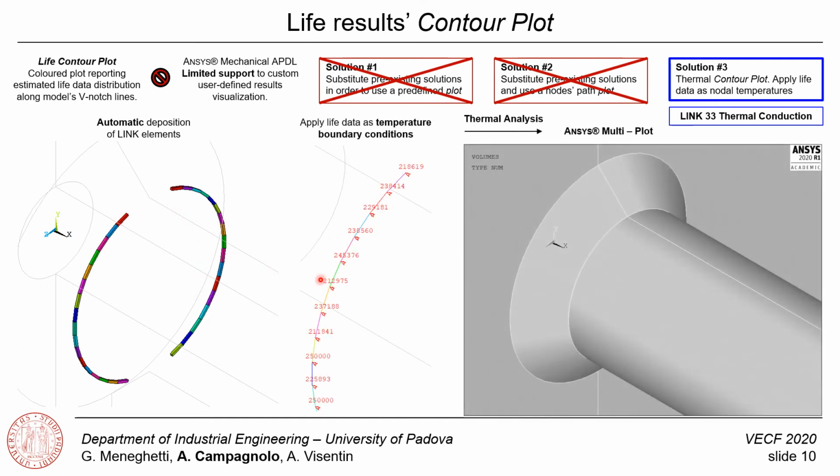Respective life results are applied to the nodes as temperature boundary conditions, and a thermal analysis is finally performed. Such analysis will indeed be instantaneous, having link elements only 1 degree of freedom. Once the analysis is solved, link elements, temperature table, and the model's lines can be plotted together.